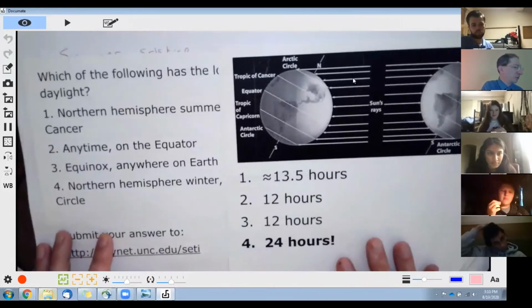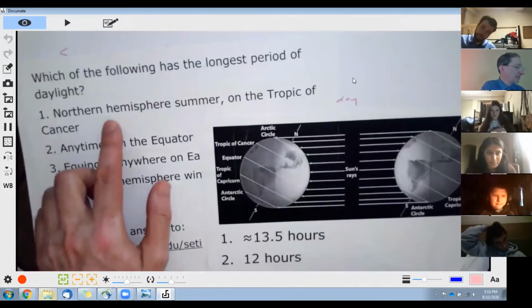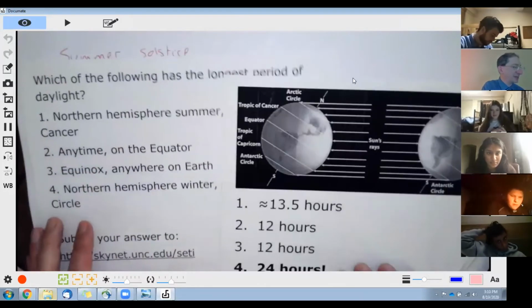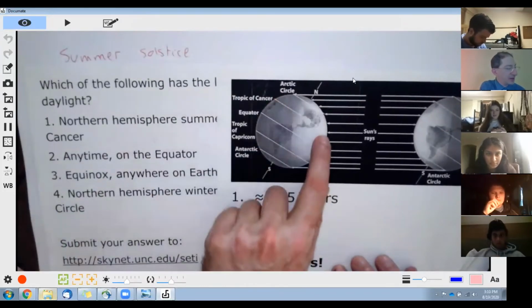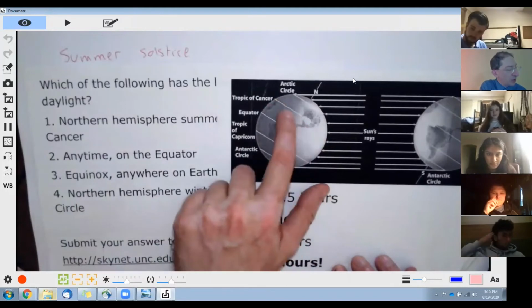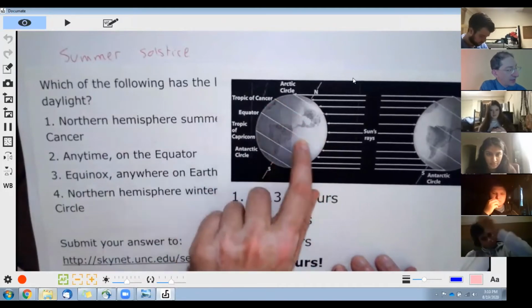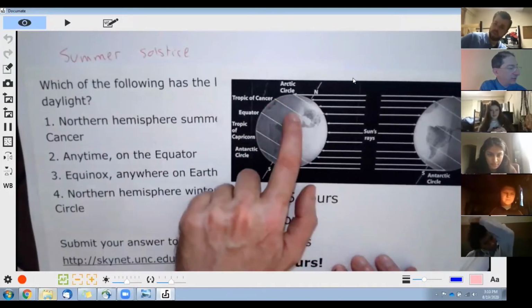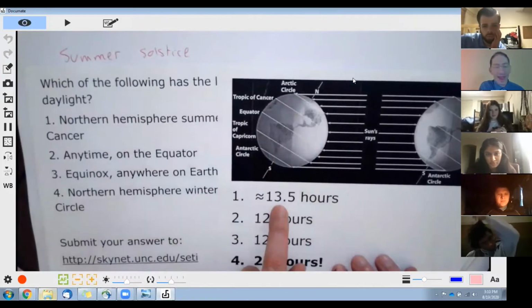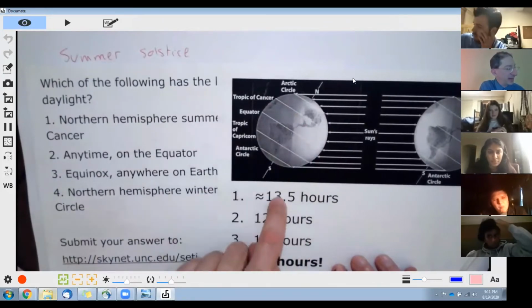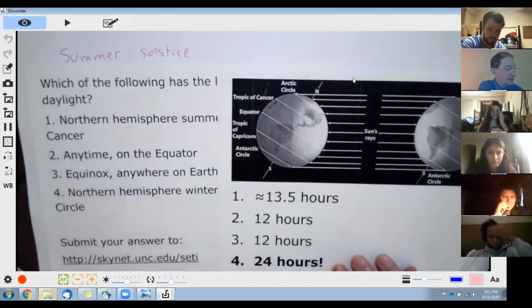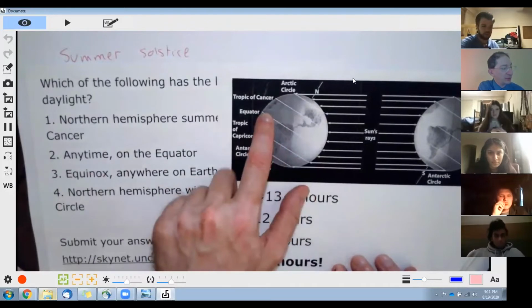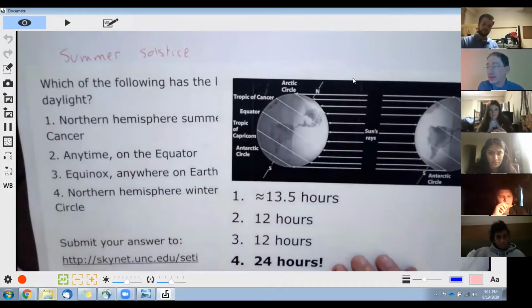So the first one was Northern Hemisphere summer on the Tropic of Cancer. So Northern Hemisphere summer is this configuration, Tropic of Cancer. And you can see it's going to be more than 12 hours. It's 12 hours down here at the equator. It's more than 12. Turns out to be about 13 and a half hours of daylight, and the rest is night. Anytime on the equator, it's always 12 and 12 during the summer, during winter, and any time in between.